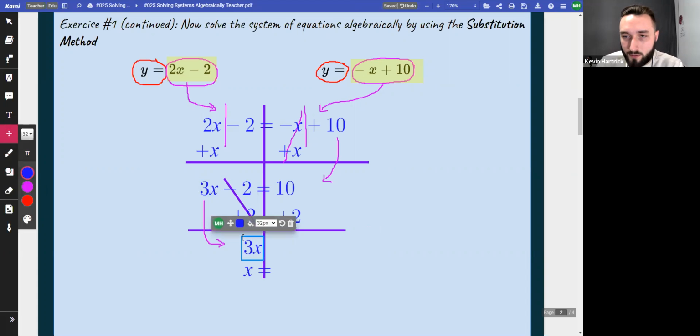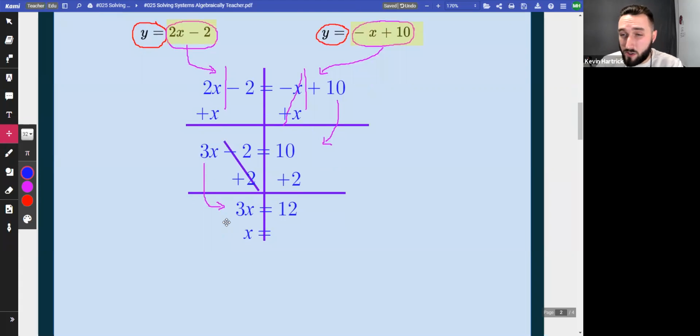Okay, and so 3x is on this side, right? What do I have on the opposite side? Well, I have to figure out 10 plus 2. That's easy. That gives me 12. Okay, so I'm very close to being done.